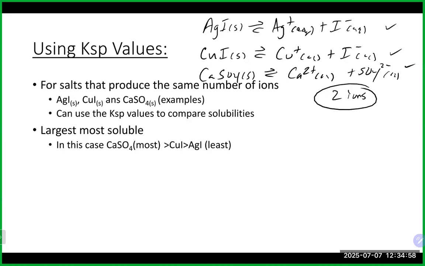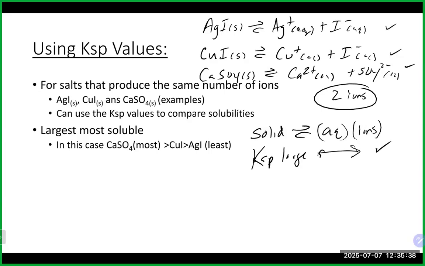Because they break apart into 2 ions on the product side, what that means is the math, like we just did, will come out exactly the same for everybody. So you do the exact same math in terms of how you would solve for the molar solubility. And we can then use the Ksp values to directly compare the solubilities of each of these. Remember, in this situation with Ksp, solid is on the left, aqueous ions on the right. That means that if we have a large Ksp value, we will mainly have products, and we would expect it to be more soluble.